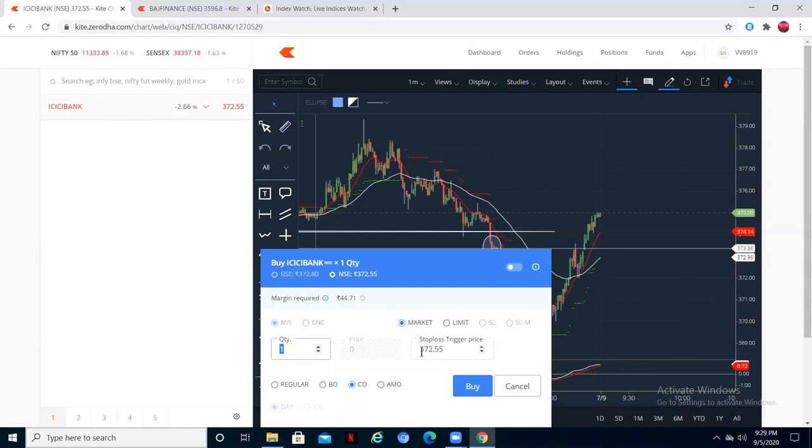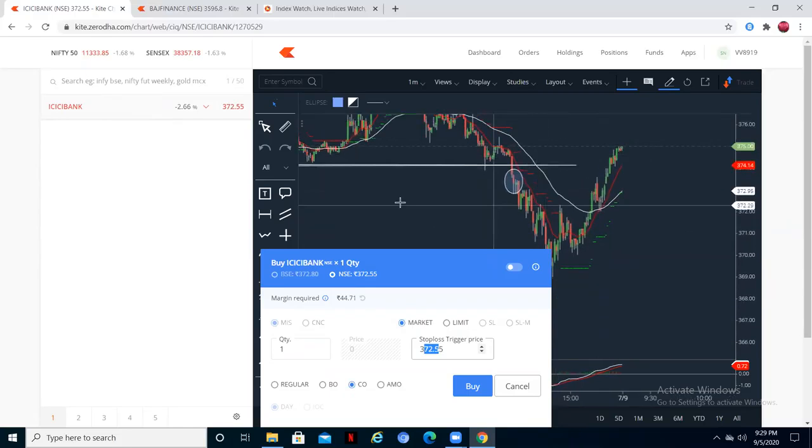The only thing which you can modify is your stop loss, which you can keep on trailing. Just giving you an example, suppose I'm selling the stock here at 100 rupees, and the stop loss was 101. So first of all, I placed the order using 101.